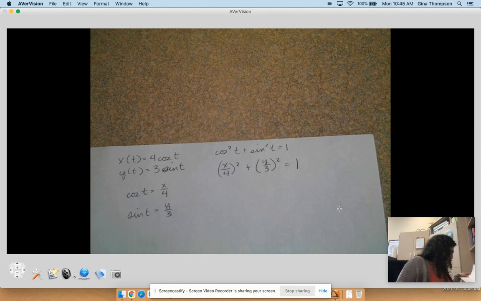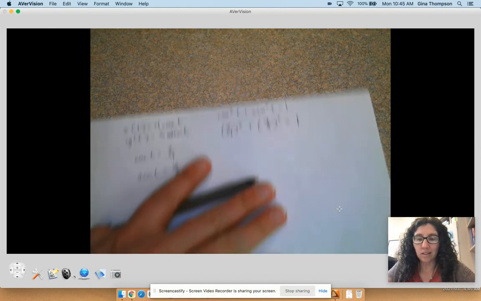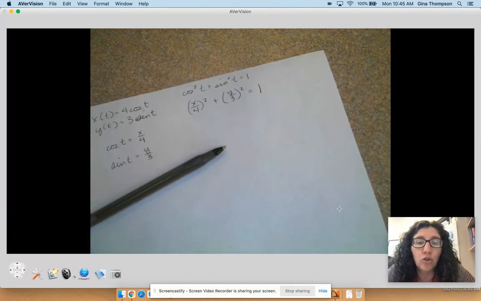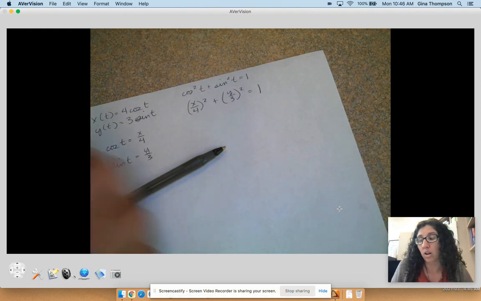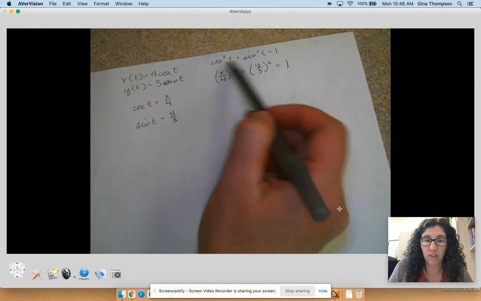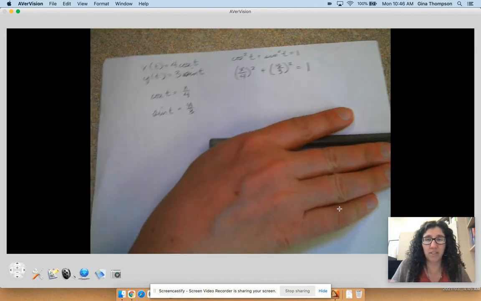Okay, I think that's the end. So those are the strategies that you can use to eliminate the parameter, to go from parameterized equations to a Cartesian equation. Either solve for t, or solve for an expression containing t, like e to the t, or use this Pythagorean identity if you have sines and cosines.